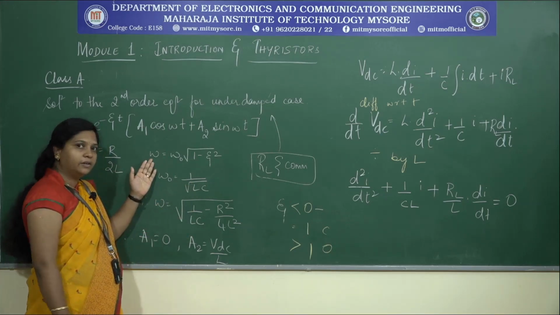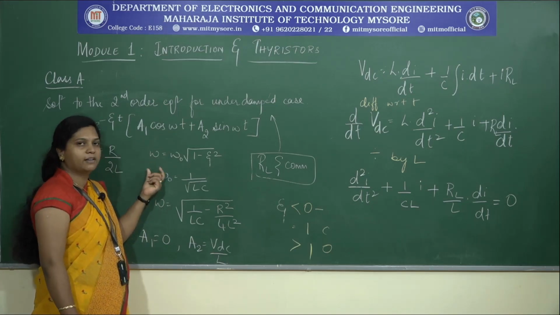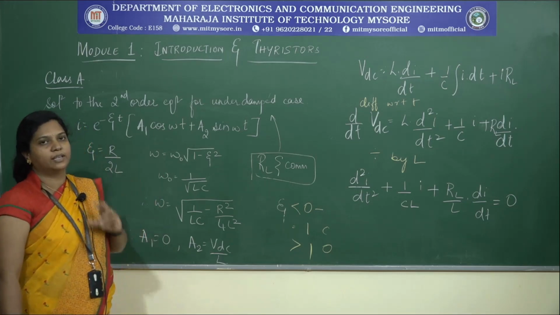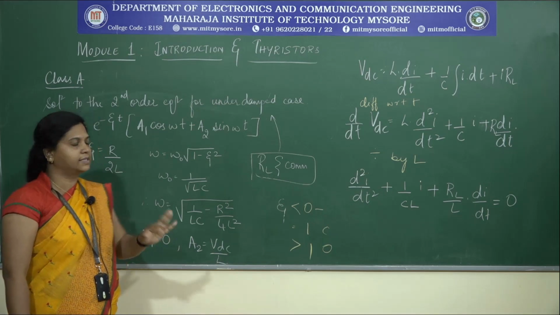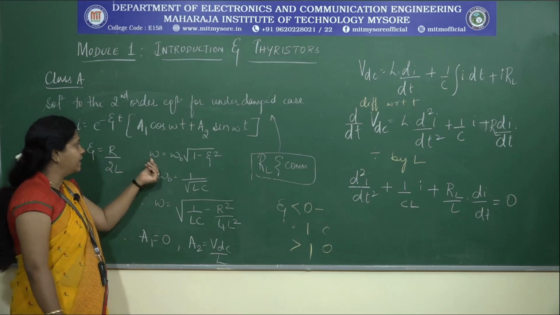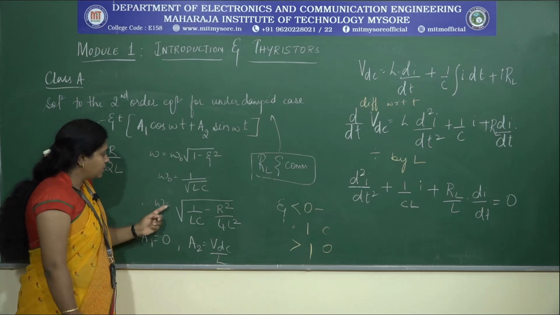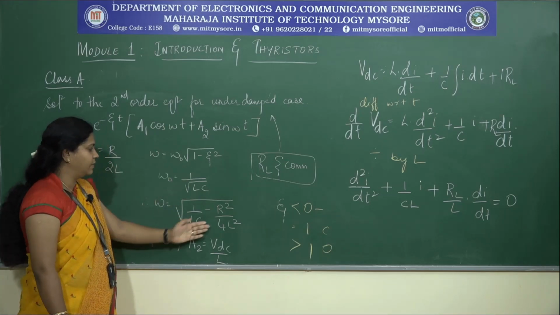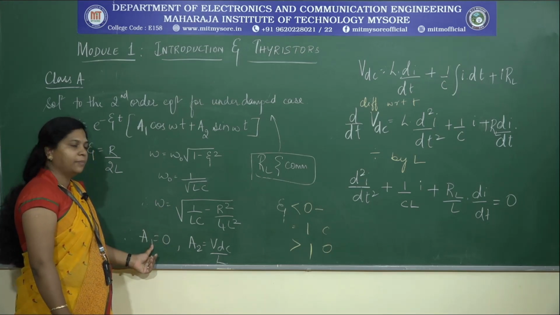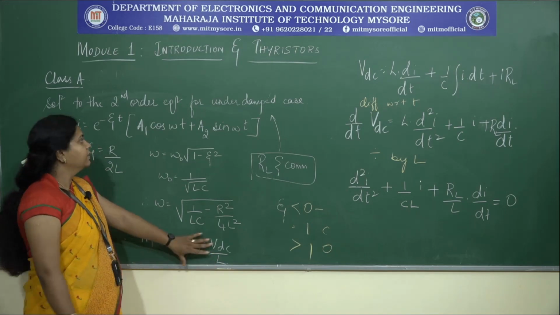So to find the frequency of the underdamped condition, we will be using omega. Here omega refers to the frequency of oscillation, because L and C together comprise an oscillatory circuit. An oscillator generates its own frequency, so here we are finding the frequency of oscillation omega. Substitute the values and you will get the value. Now by finding the solution, we will come across A1 equal to 0 and A2 equal to VDC by L.